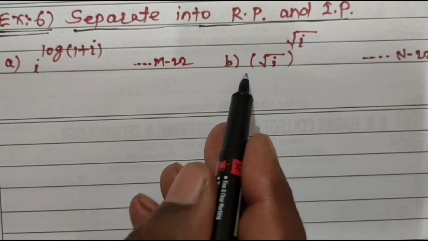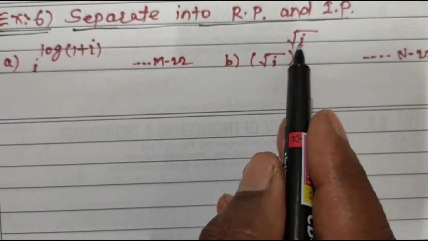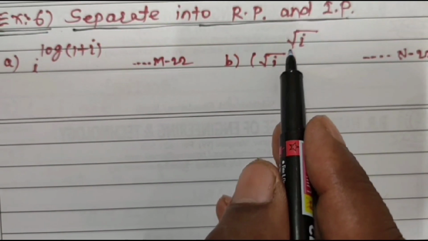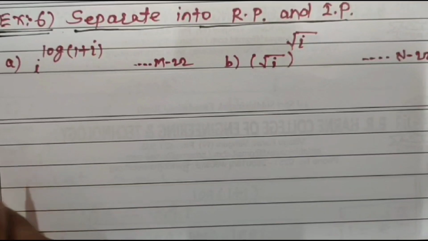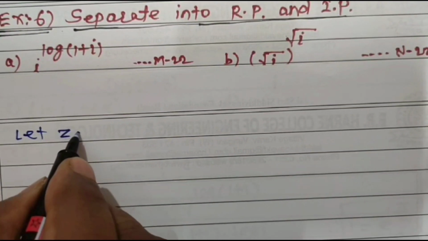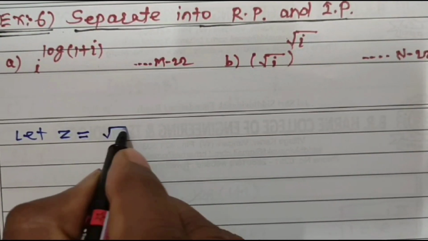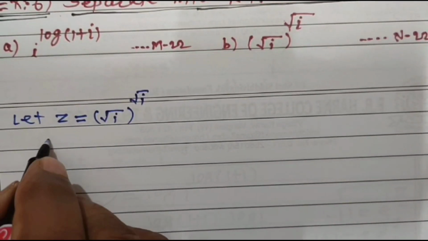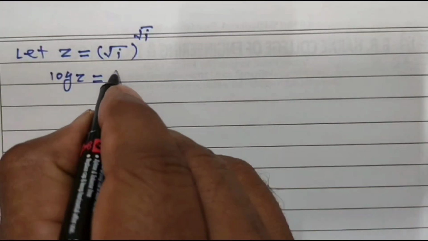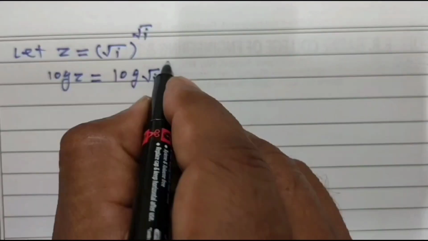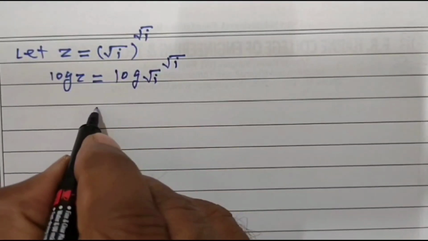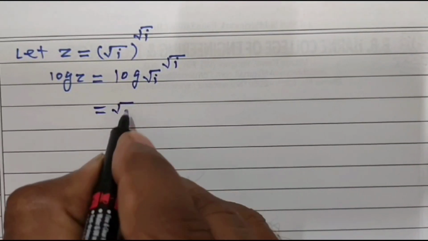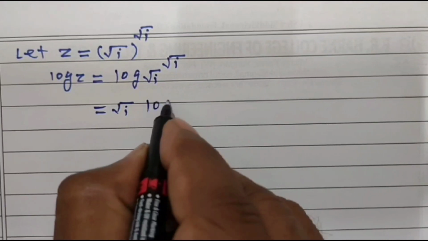Let us solve sum number b, root i to the power root i. We have to separate its real part and imaginary part. So let z is equal to the given complex number, root i to the power root i. Okay. Now take log on both sides. Log z is equal to logarithm of root i to the power root i, and this is equal to root i into logarithm of root i.